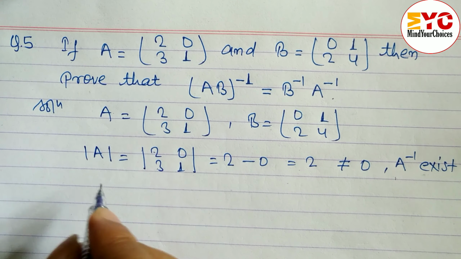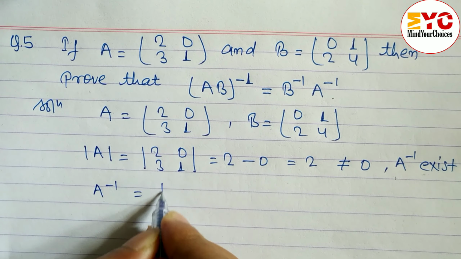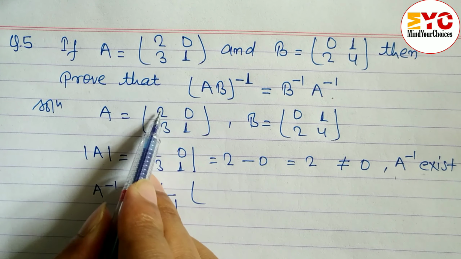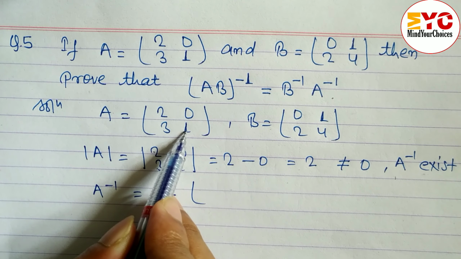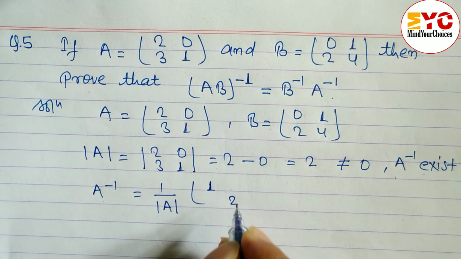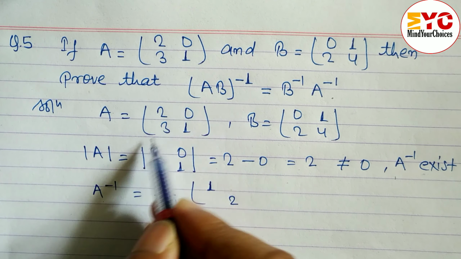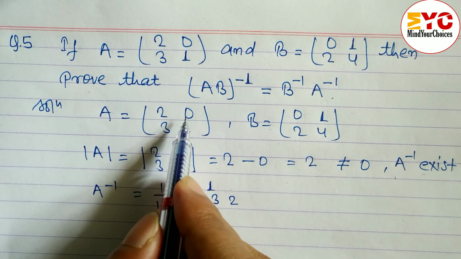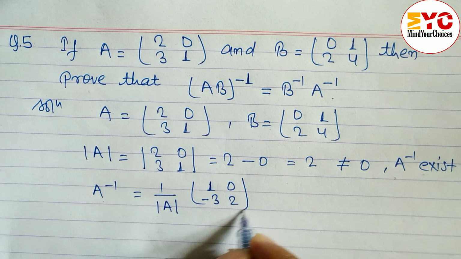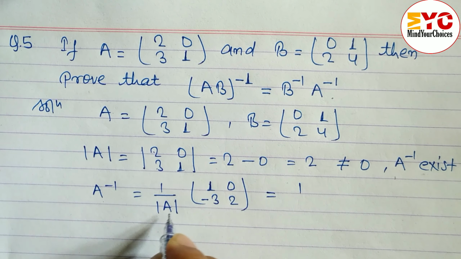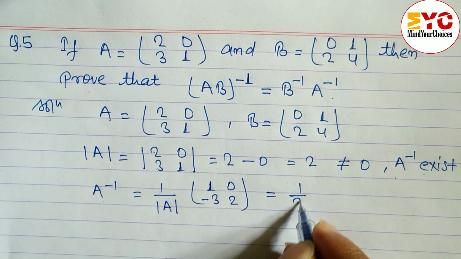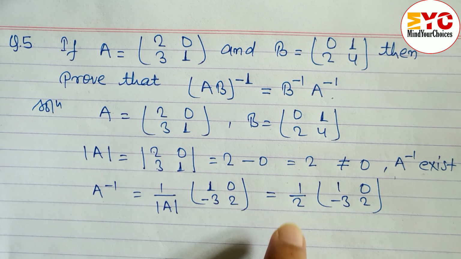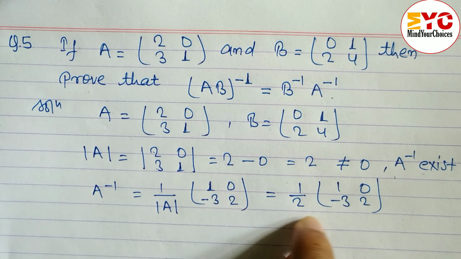So how to find A inverse? 1 by determinant of A we have to write, and after that we have to interchange the main diagonal. In the place of 2 we have to write 1, in the place of 1 we have to write 2. So 1, 2, and for the non-diagonal we have to change the sign. So here is 3, so we write minus 3. Here is 0, so minus 0 and 0 are the same thing, so we write 0. Now what is the value of determinant A? We have 2, so 1 by 2 [1, 0; -3, 2]. Leave it up to here, no need to multiply by 1 by 2.